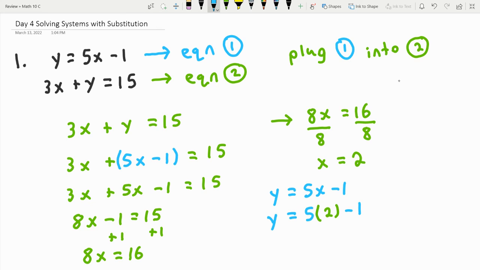Now I just simplify. So y equals, well, 5 times 2 is 10. So I got 10, and then 10 minus 1. That means y equals 10 minus 1, which happens to be 9. So those are my points. I found my x point and my y point. So once I do that, I can say that my point of intersection or solution to the system of equations is (2, 9).